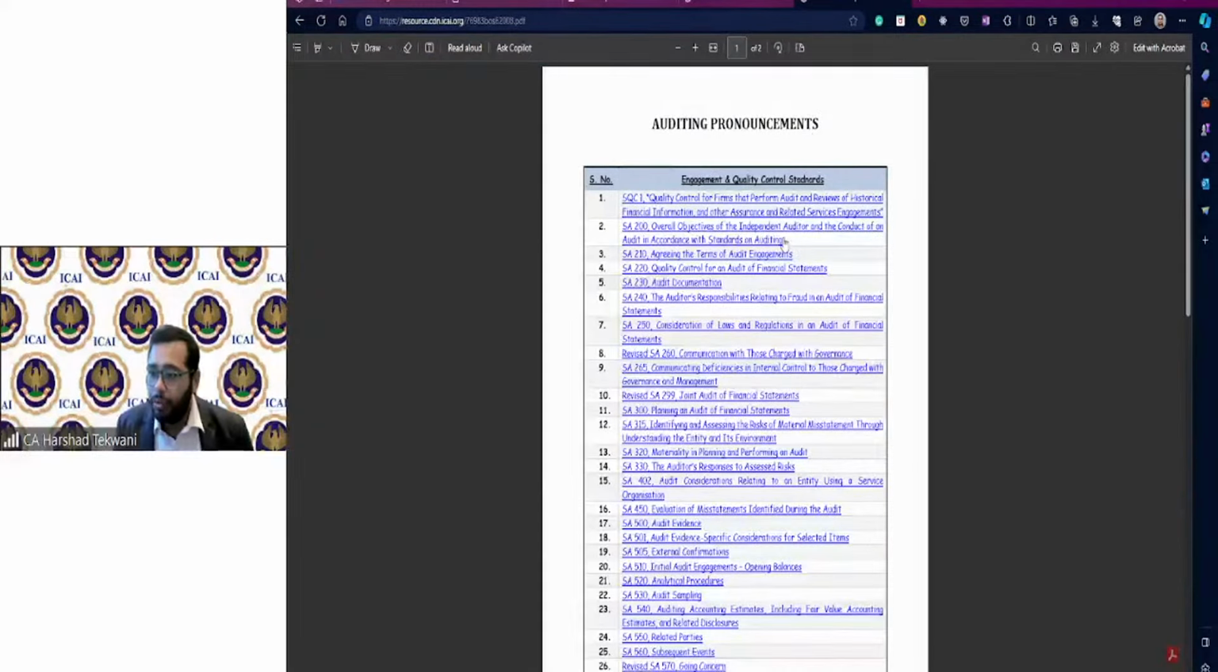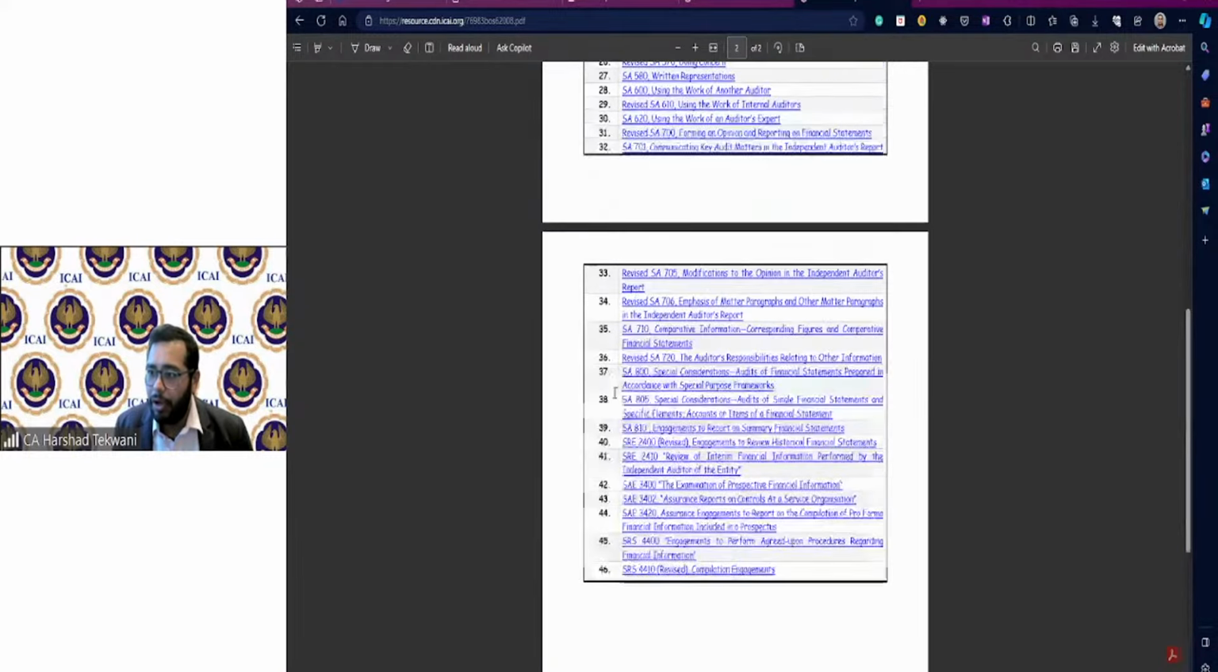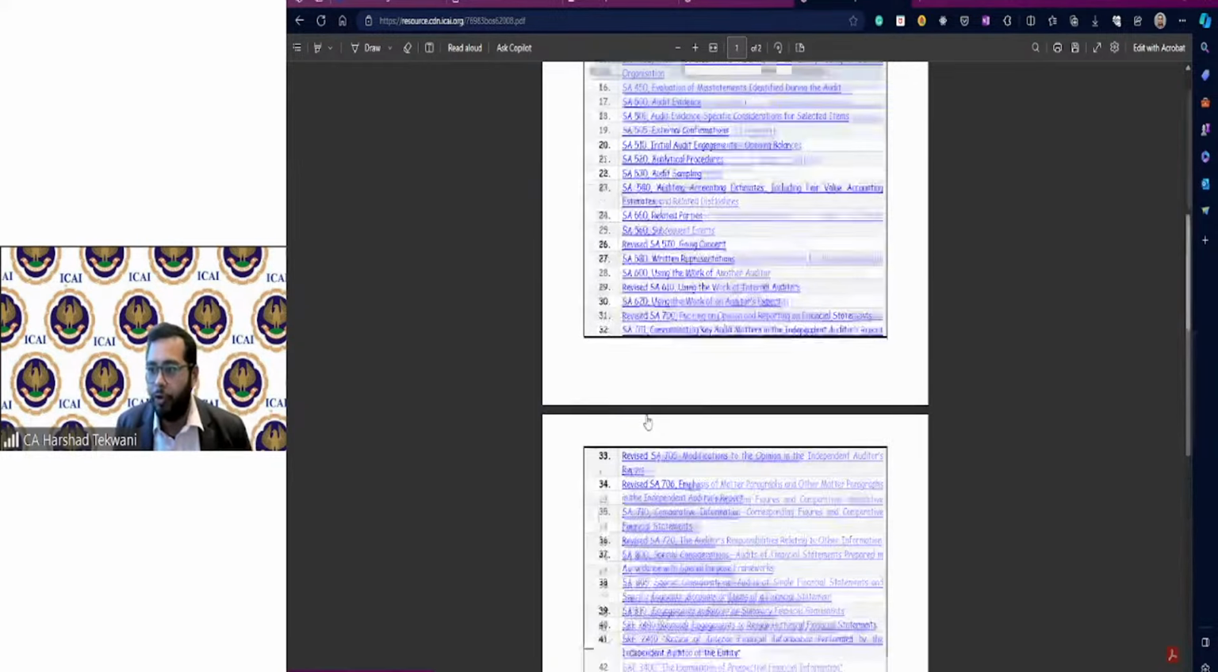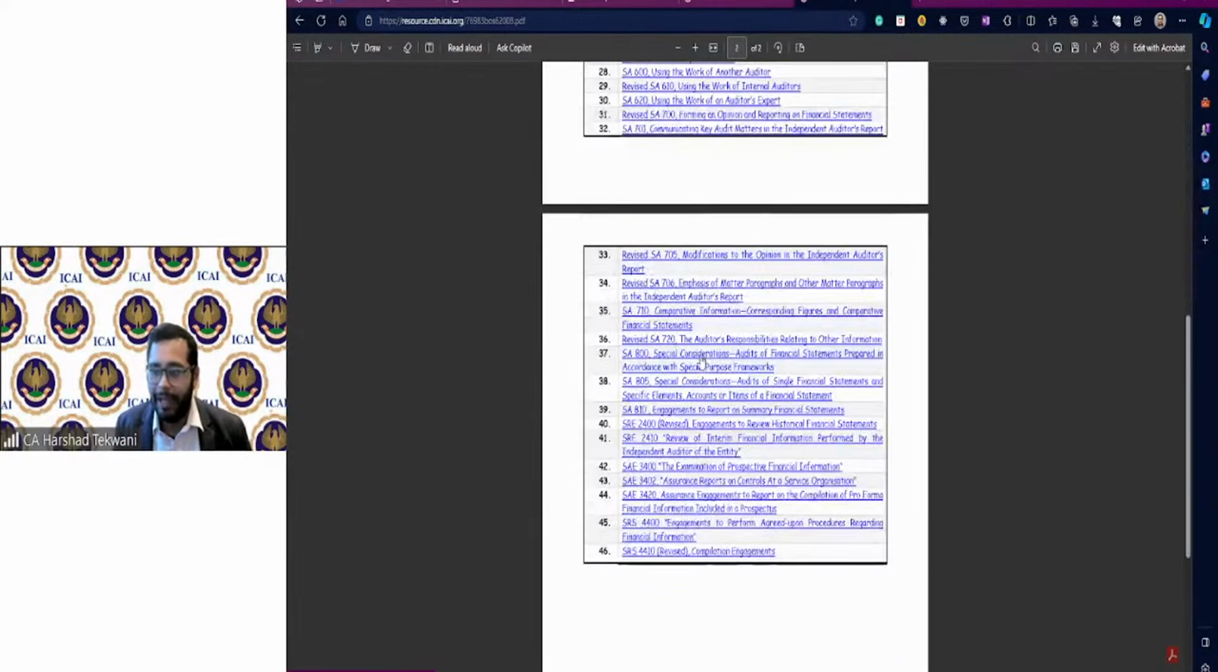So you can refer to this particular document, and from here you can get all the auditing pronouncements. These are the links for the standards, all in one single PDF. Just click on any of the standards that you want, and it will take you to the particular page. I hope I'm clear now with respect to your query, Rohit.